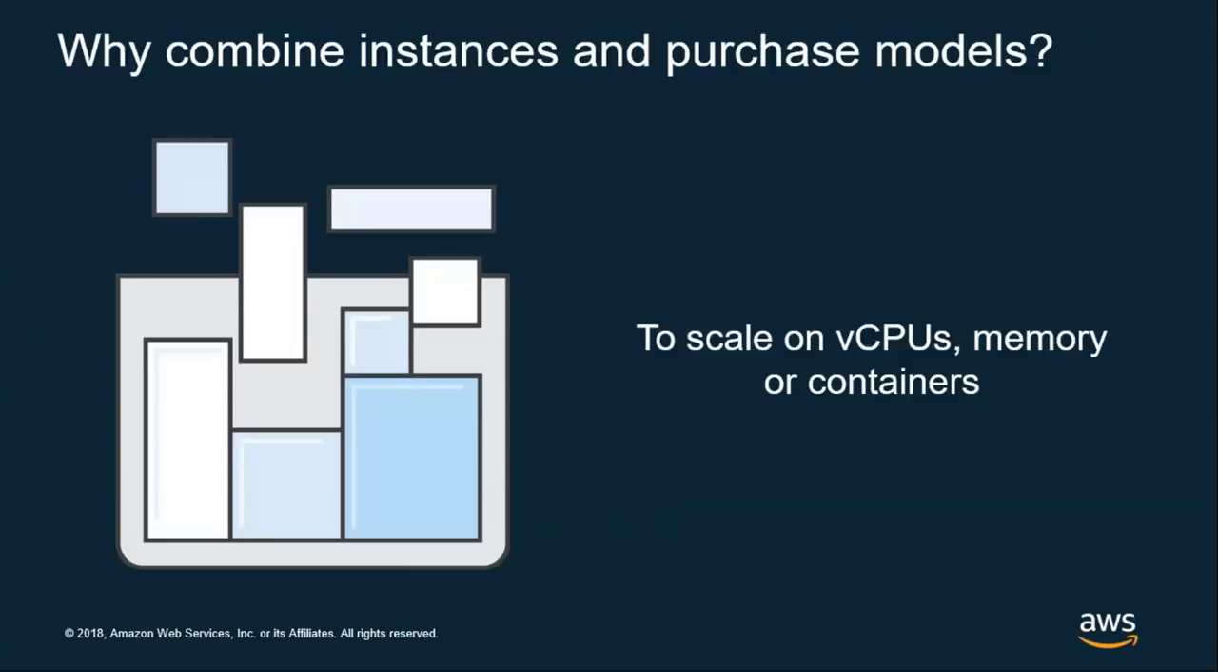And then finally, the other core reason we're seeing customers leverage EC2 Fleet is when they want to scale on units that truly matter to their application. When potentially the instance type doesn't matter as much to them, you might want the cheapest cores, the cheapest memory, or the cheapest way to run 1,000 containers, whatever that may be.